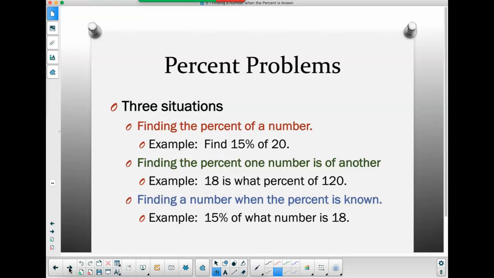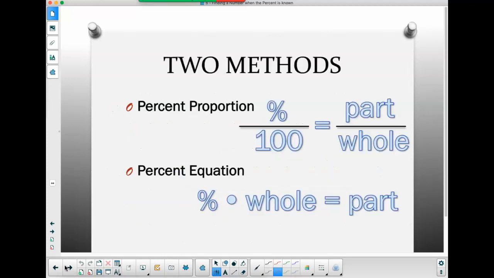Sometimes we're missing the percent. Sometimes we're missing the part. Sometimes we're missing the whole. We have to be able to figure out when we're missing each part. We're still going to use these same methods.